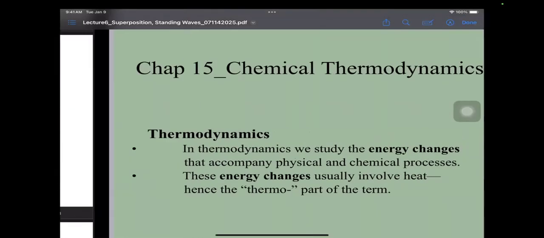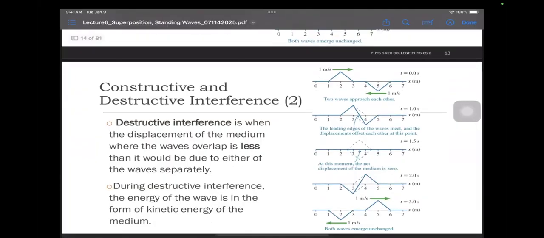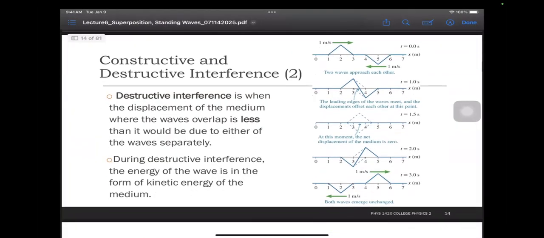Okay, let's continue. And destructive interference is when the displacement of the medium where the two waves overlap is less than it would be due to either of the waves separately. You can see this is one, sorry.